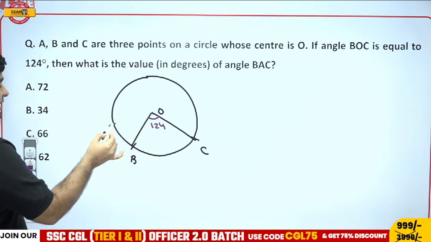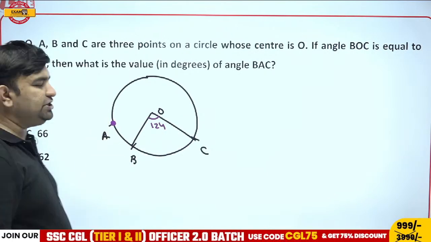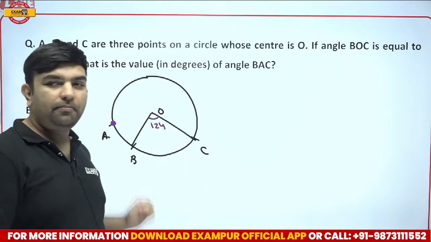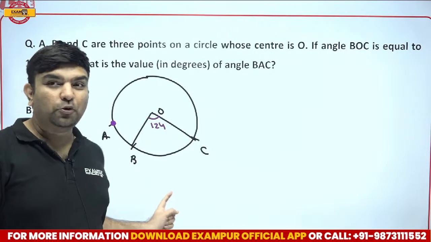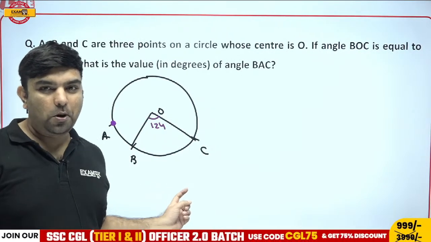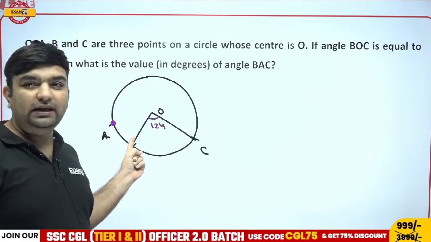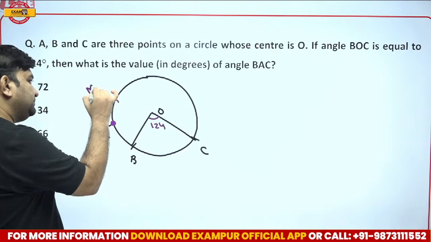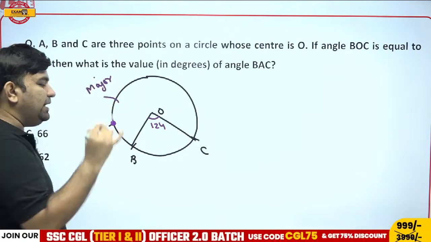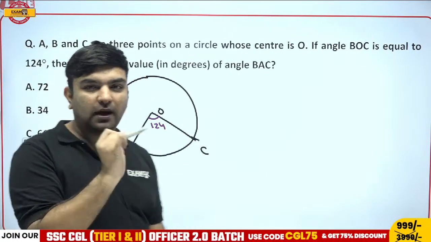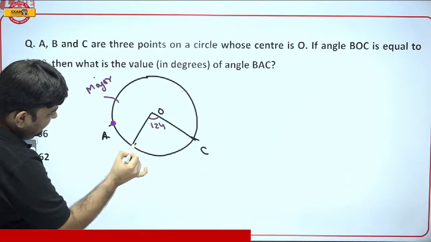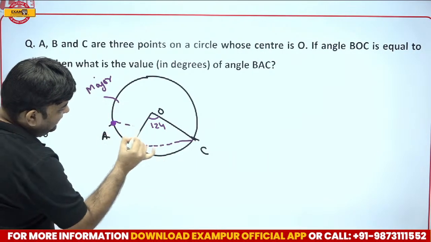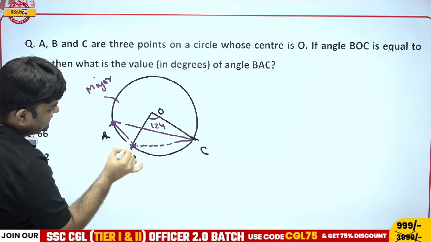Guys, A is any other point on the circumference in the major arc, because we have to maintain the order ABC. It is not given about BAC. So A is any other point in the major arc. This is the major arc. So the angle subtended by the arc, or you can say an imaginary chord BC, at any other point on the circumference is 62.